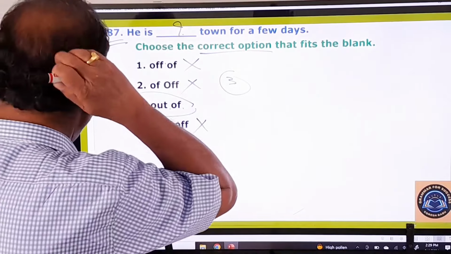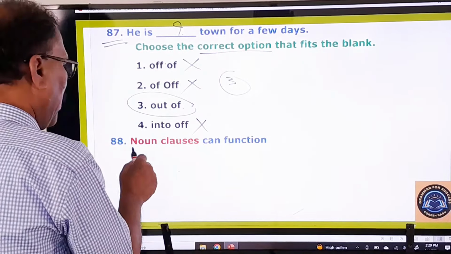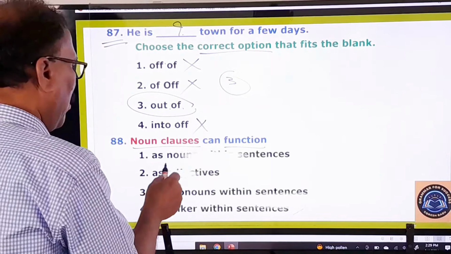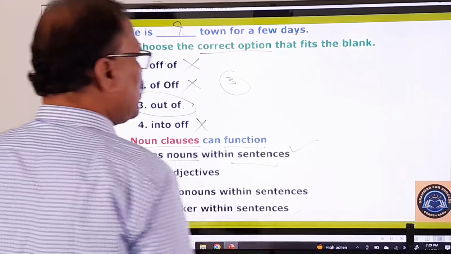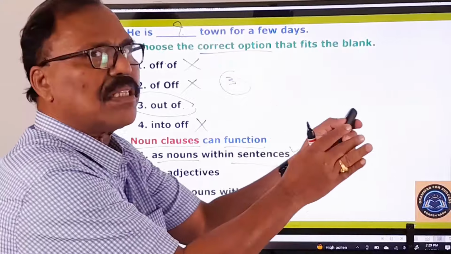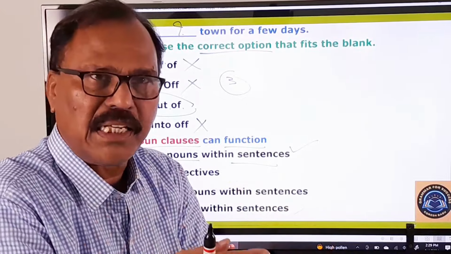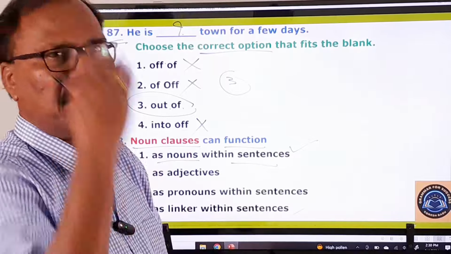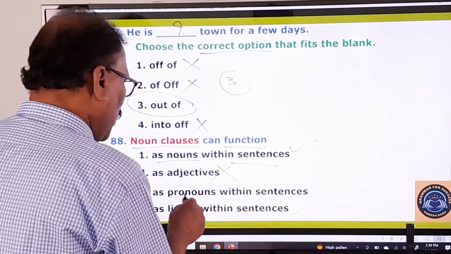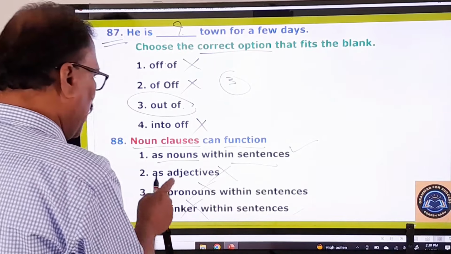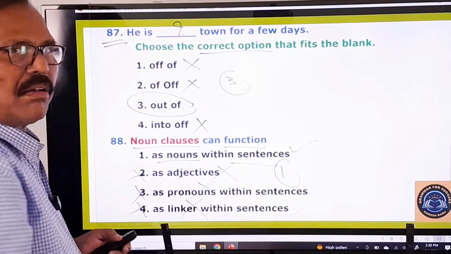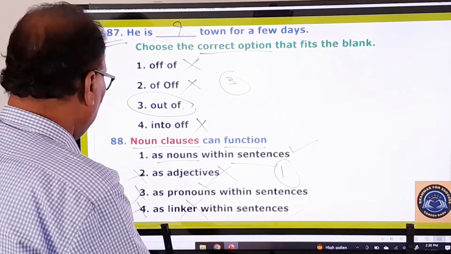And you go to the next question. 88th one. Noun clauses can function. You know, very simple question is, I think, as a nouns within sentence. This first one itself is the right one because noun clauses work or function in the sentences only as nouns. Noun clauses, nouns laga panjayipothe inkela panjestayi. Not as adjectives, not as pronouns, not as linkers. Therefore, second, third, fourth are wrong. Only the first one is the right one. Now we go to other questions.